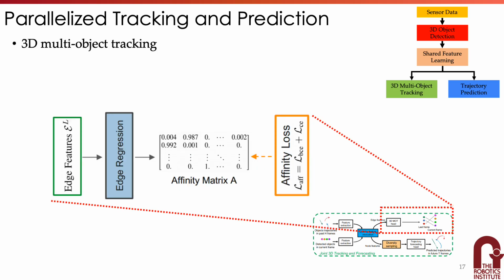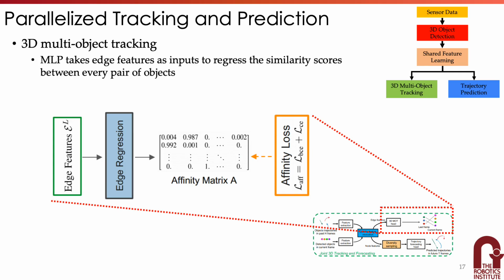The second part of the PDB framework is the 3D multi-object tracking head. We use a multilayer perceptron to regress the similarity score between every pair of objects. This step is to construct the affinity matrix for matching. During training, we supervise the affinity matrix by comparing it with the ground truth. During testing, the affinity matrix is fed into the Hungarian algorithm to obtain the matching results and construct trajectories.